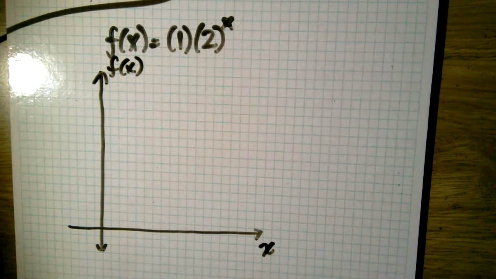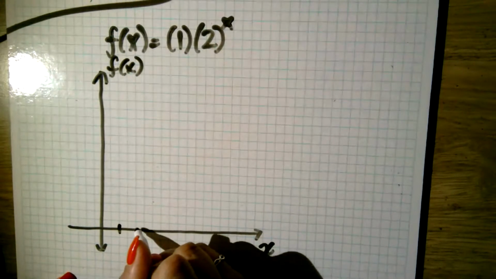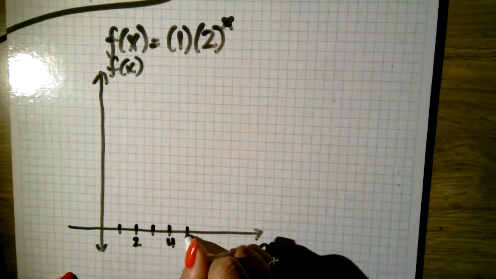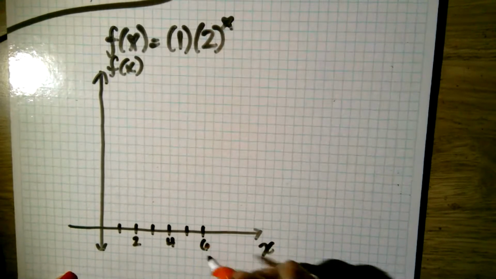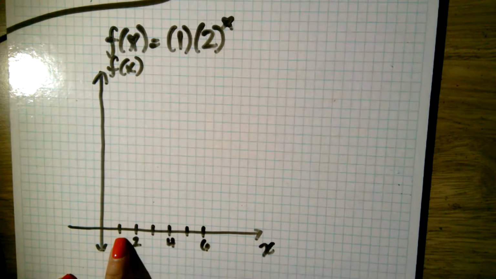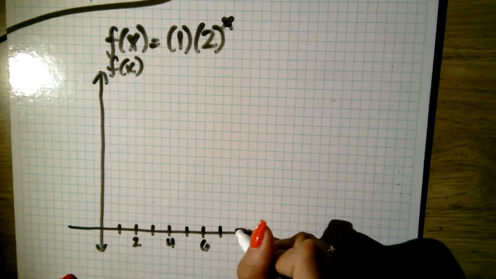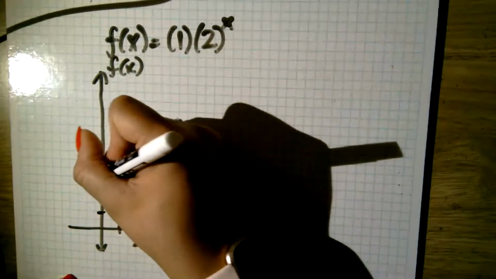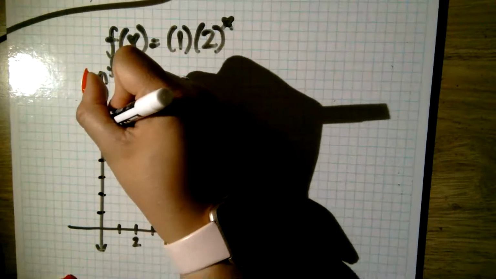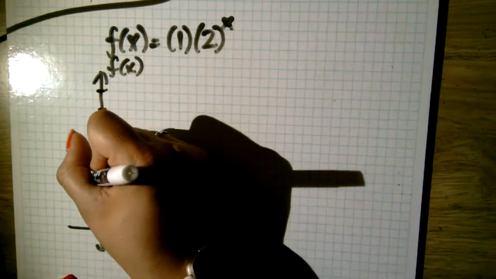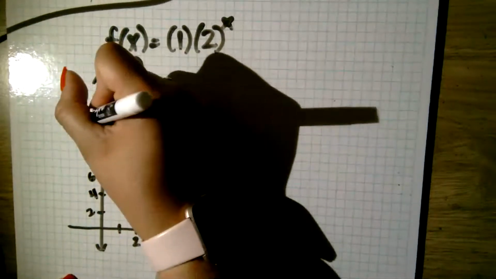Okay, so I'm going to go by halves on my inputs. So what does that mean? Every 2 lines is 1, which implies that every little line is half. That's what I mean. And here I will go by ones.